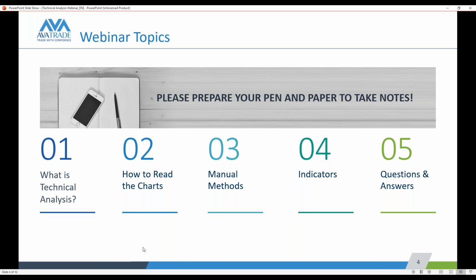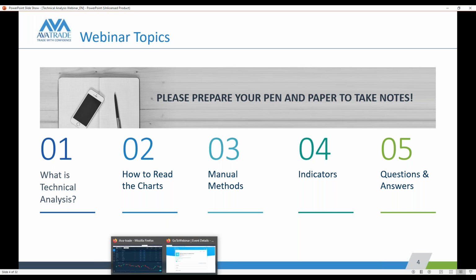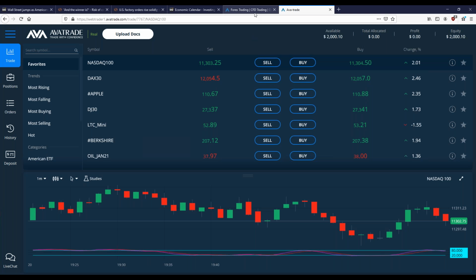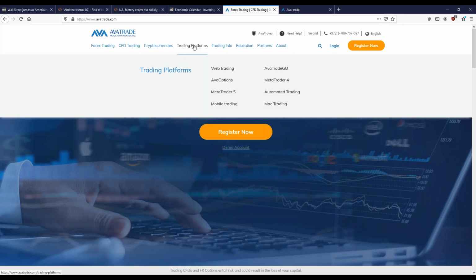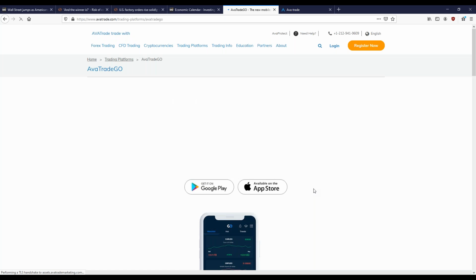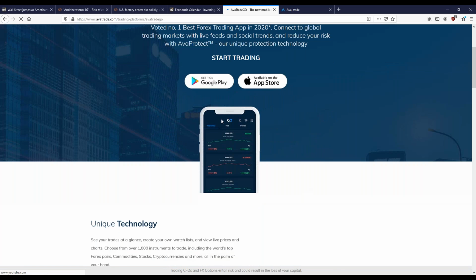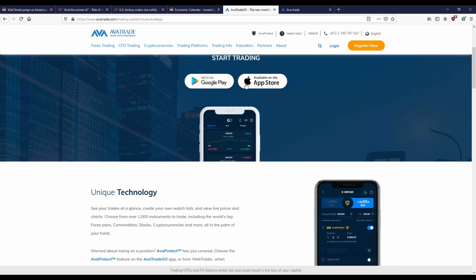All right, so as we look at the charts, that's our web trader platform, by the way. We'll start out on our website here. On the main website, you'll notice that if you look at the types of trading platforms, one of the options is AvaTrade Go. If you come here with your mobile device, your phone or your tablet, and you click on AvaTrade Go, you'll see that your app store has the AvaTrade Go app.